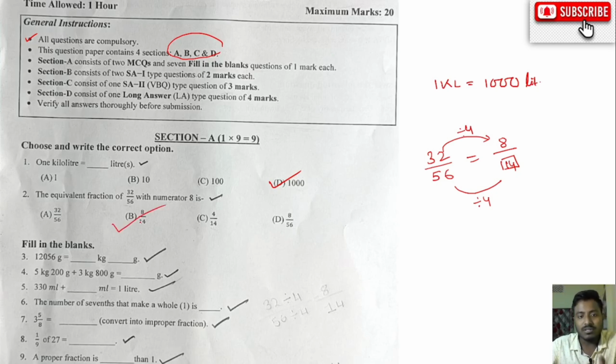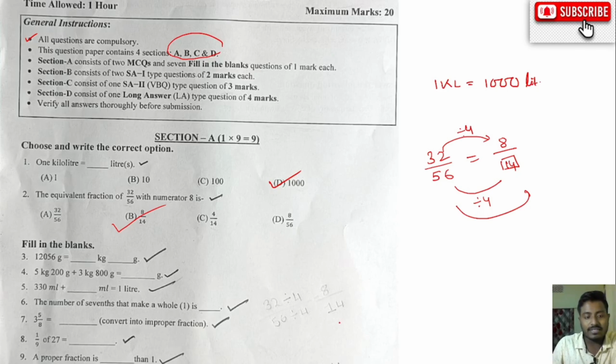Okay, there are two types of solving here: one is multiplication, another is division. If the big number becomes a small number, this is the case of division. If the small number becomes a big number, this is the case of multiplication. Understand? Next, question number 3.